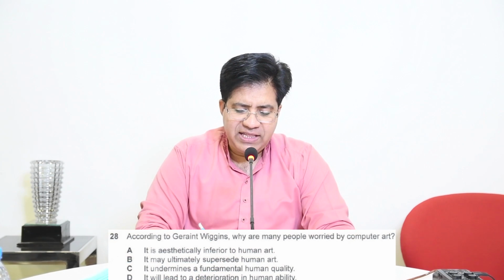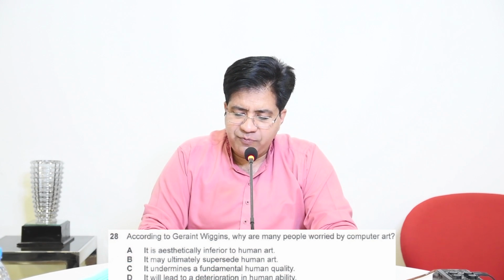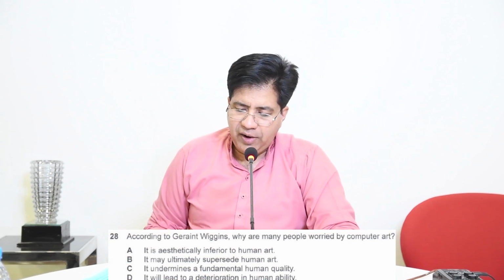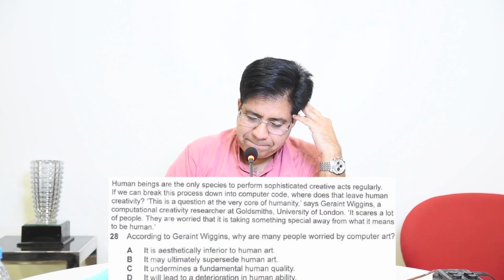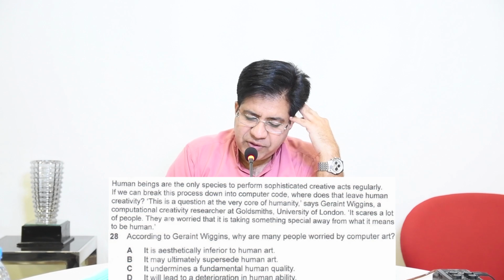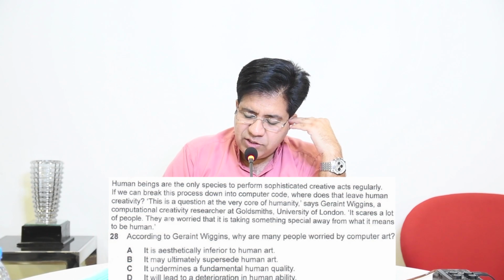According to Geraint Wiggins, when the names are like this, you can read them anyway, there is no problem. According to Geraint Wiggins, why are many people worried by computer art? Now first we find Geraint Wiggins and then we find the reason why many people are worried by computer art. I said questions and answers are in order, so in the second paragraph, we've got this third line. Let's read it from the third line. Because this is in inverted commas.